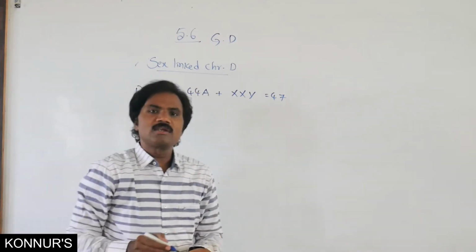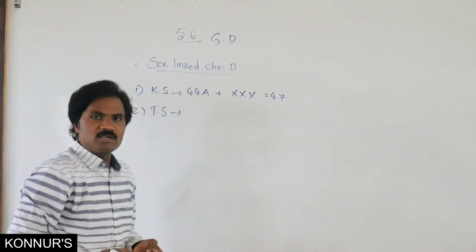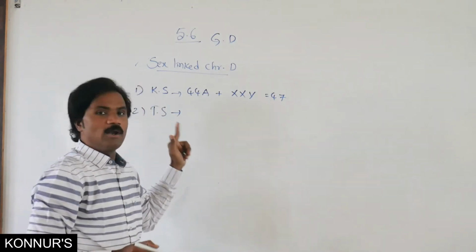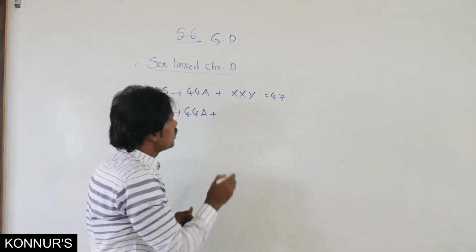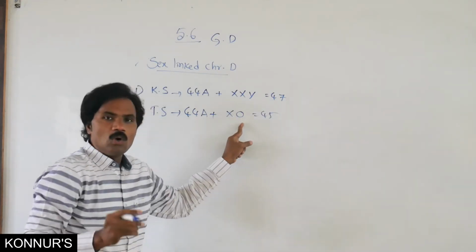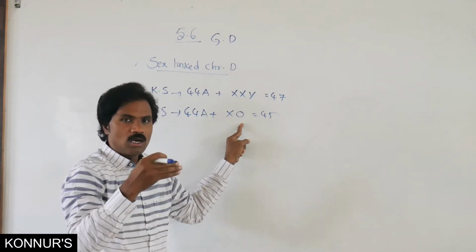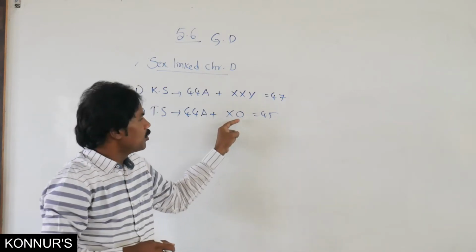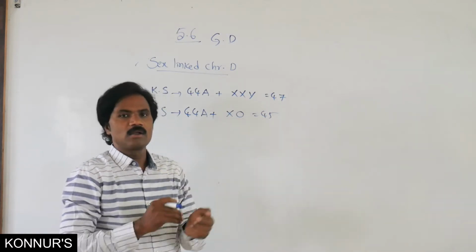Then Turner's syndrome. This Turner syndrome normally affects females only. Here 44 autosomes as well as X0. That means loss of one chromosome, the X chromosome. Already I said in the last class, loss of one chromosome is called monosomy. In this monosomy, Turner syndrome normally affects female organisms.